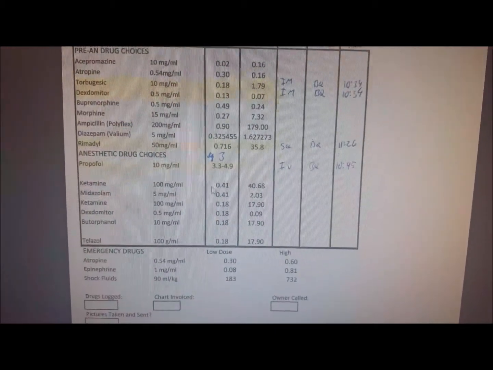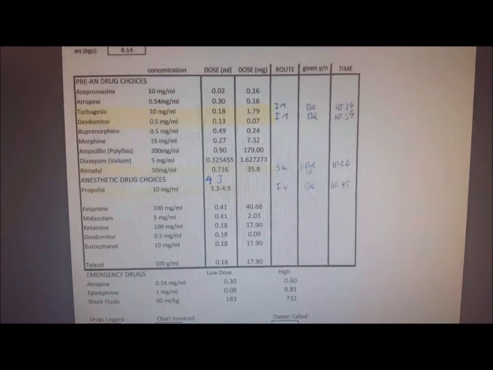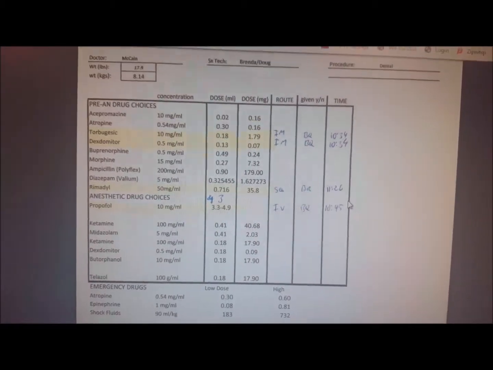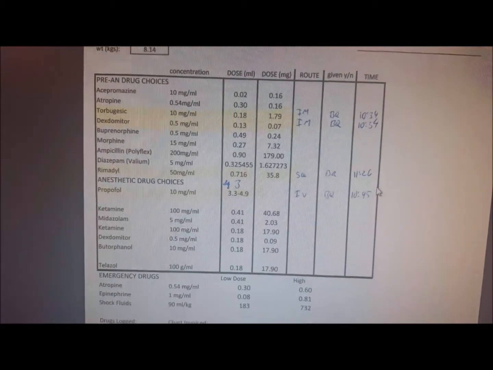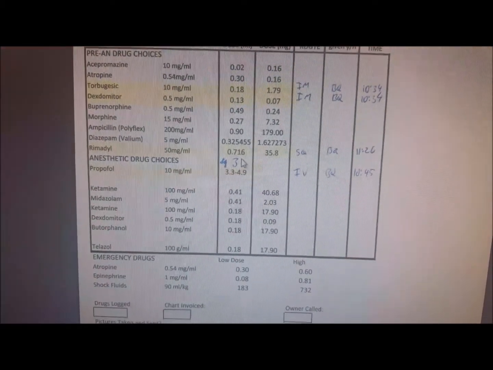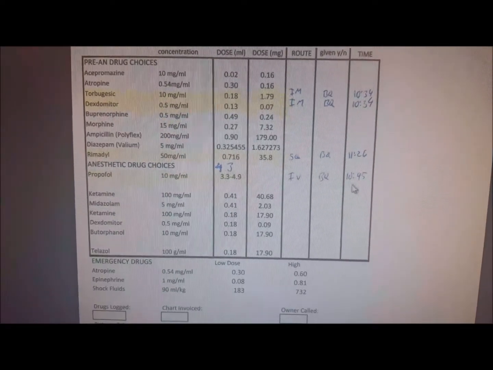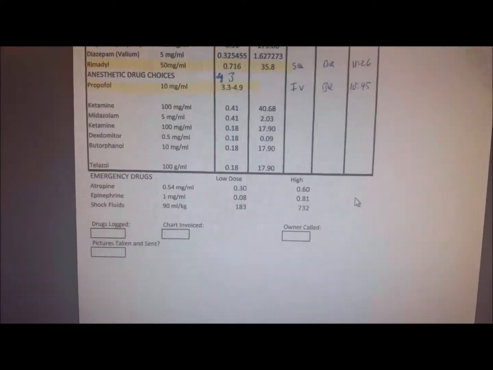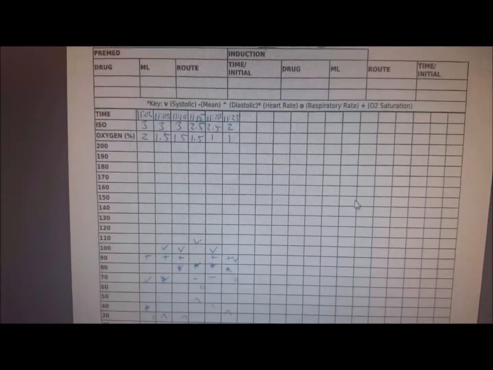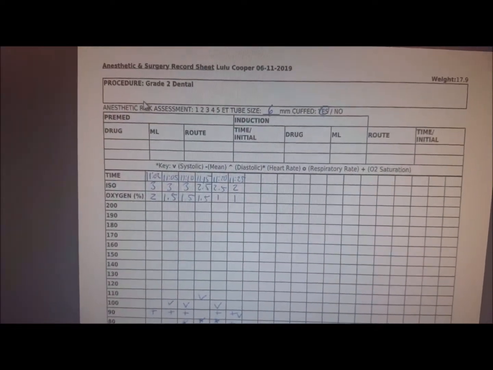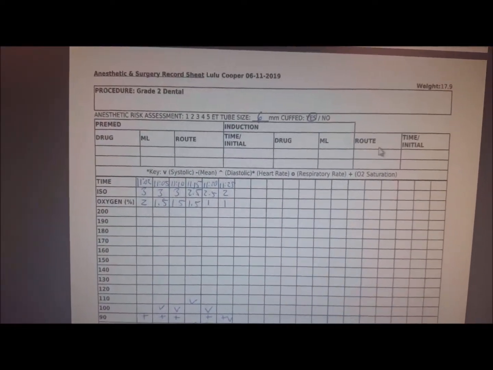We also have that we gave her Rimadyl somewhere at the beginning of her procedure, and we also have how much propofol we used and at what time we gave it for induction of anesthesia. And then here we have records of the monitoring of her procedure. It lasted from 11:02 to 11:25, so just a couple of minutes, less than half an hour.